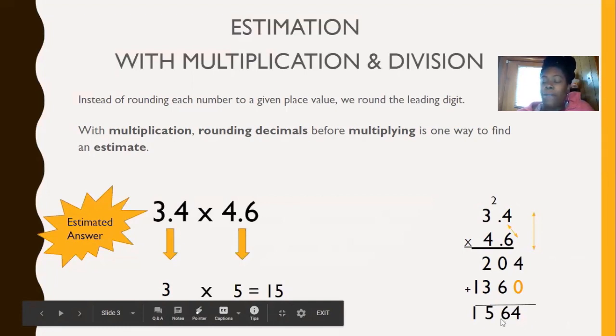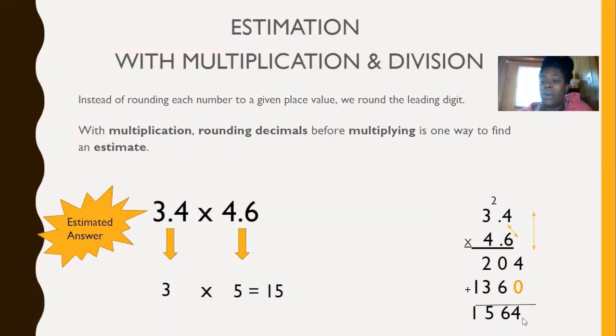And in order for me to figure out where this decimal goes, I use my estimated answer to help me. My estimated answer, or my estimated product, shows 15. So I'm trying to figure out where the decimal should go. If it goes behind the 4, it will make the answer 1,564. I don't want that.